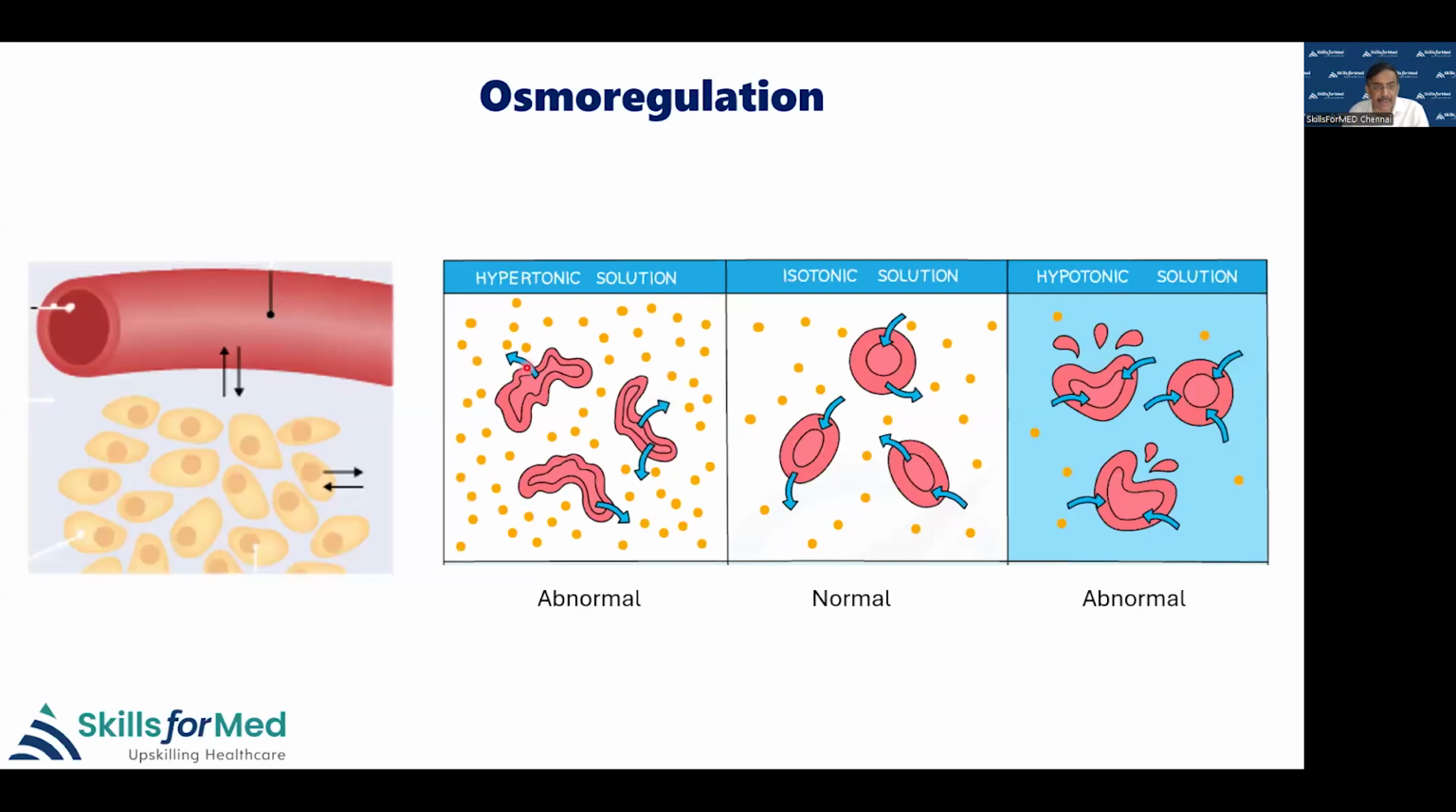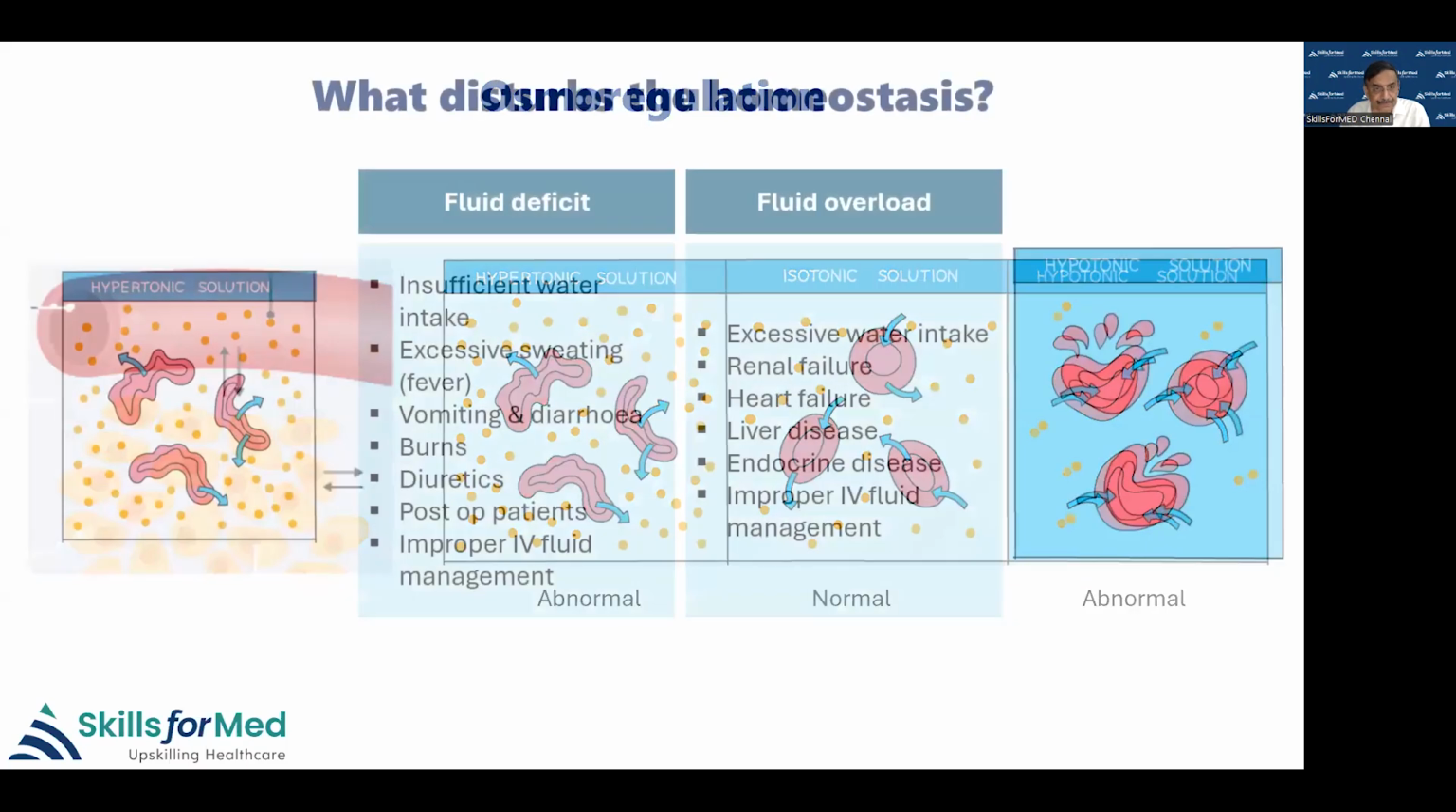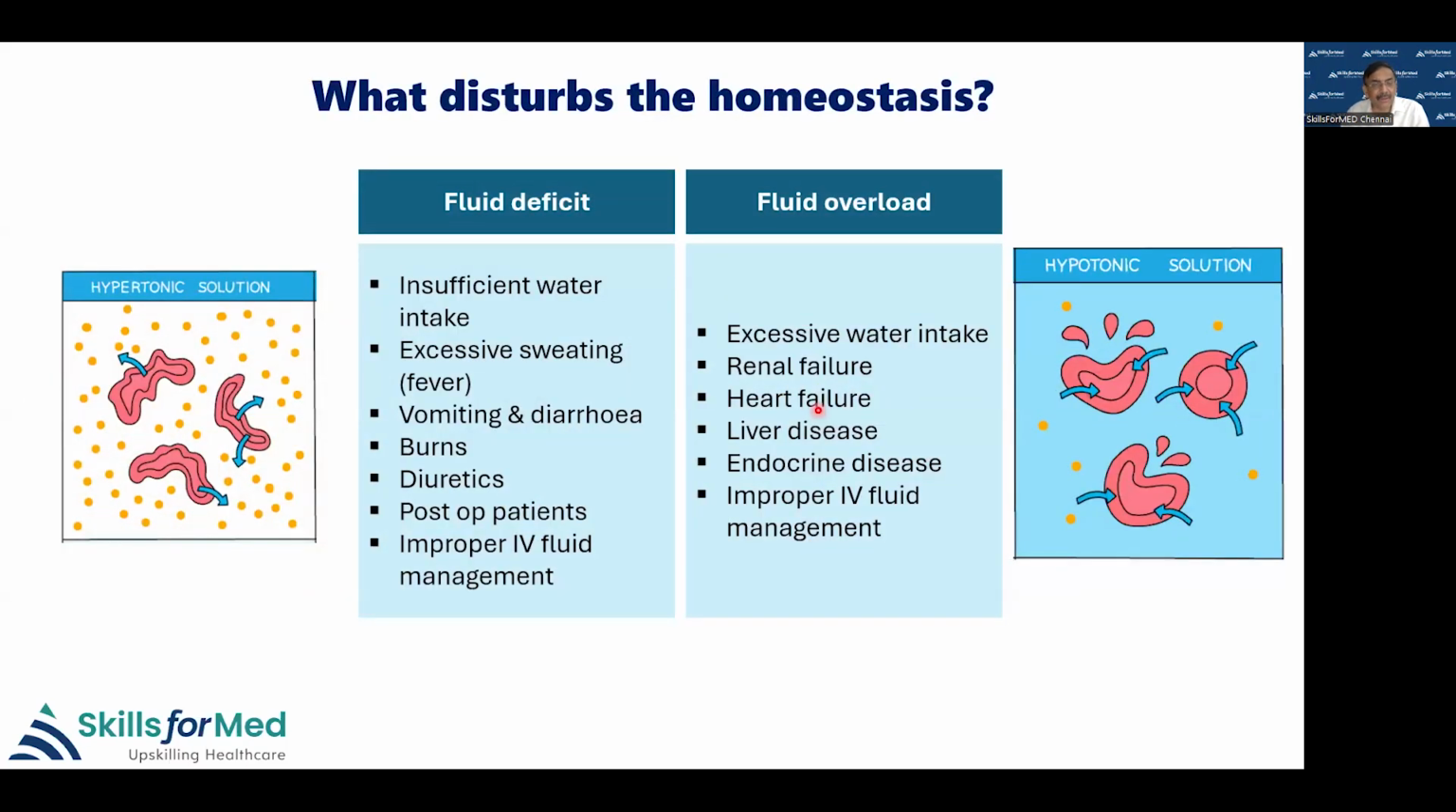You don't want to have a hypertonic solution in the interstitium, nor do you want to have a hypotonic solution in the interstitium. What you want is an isotonic solution where the cell membrane is the semi-permeable membrane. So you want the solute concentration to be the same in the interstitial fluid and inside the cells. That is normal. So this is a very important concept to understand. So with that background, what is disturbing this homeostasis? The body is in a stable state that is called homeostasis.